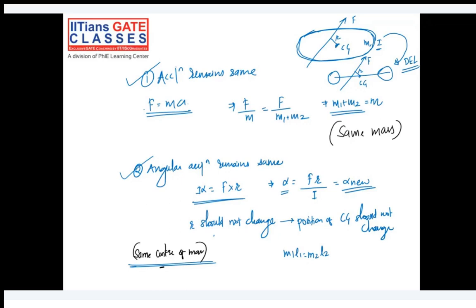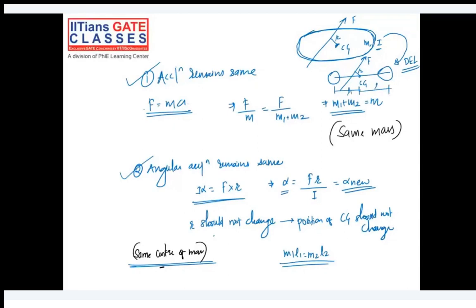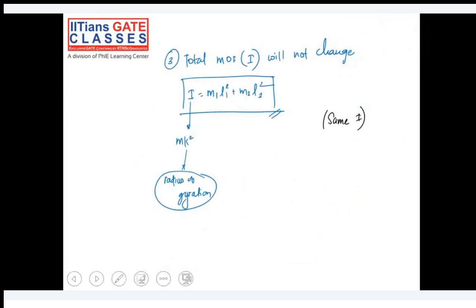So that's why m1 times L1 equals m2 times L2. What is this L1 distance? This is the L1 distance, and this is the L2 distance. And the third condition, what we understood in the beginning, is that the total moment of inertia will not change.